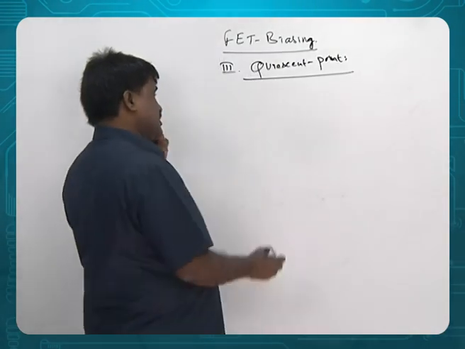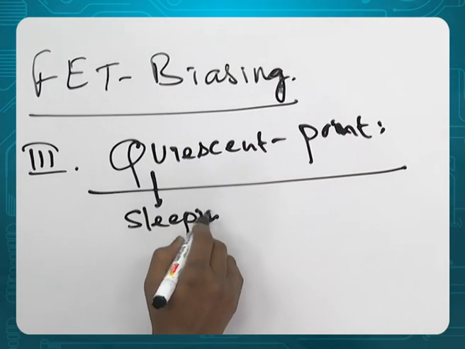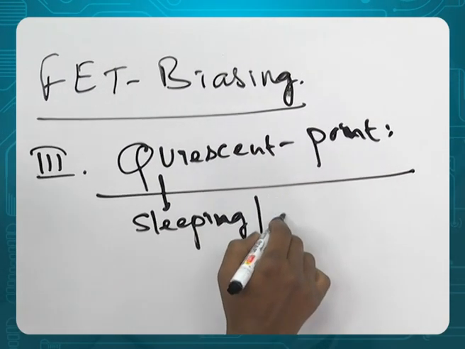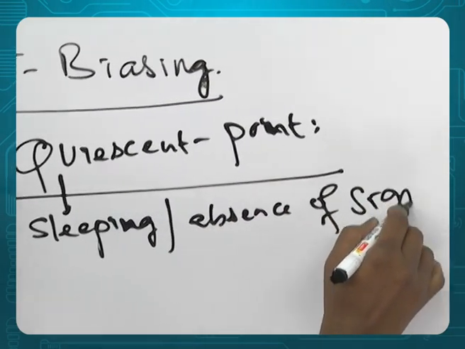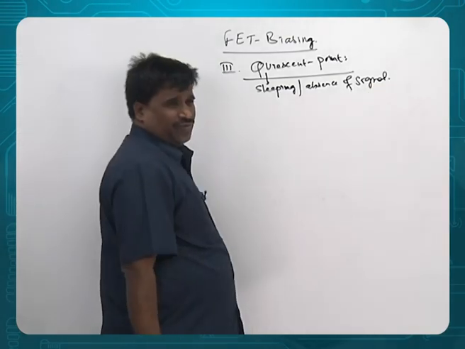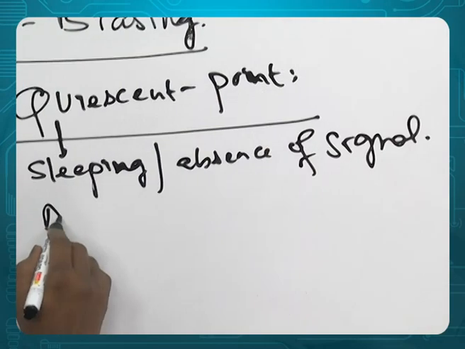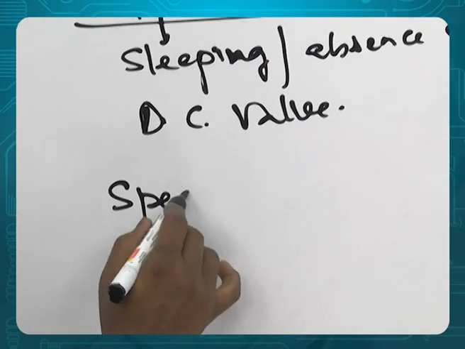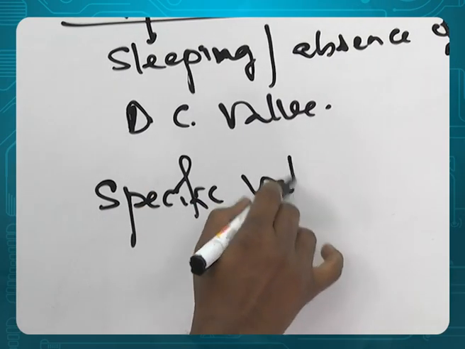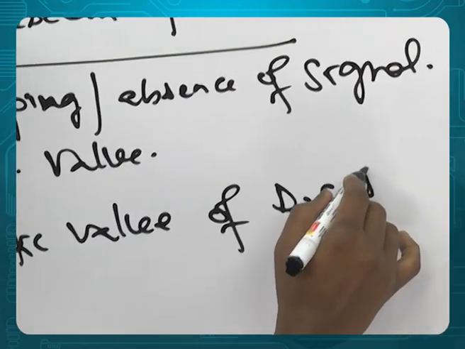The word quiescent means sleeping. Indirectly, absence of signal. When it says signal is absent, I am simply saying it is a DC point. It is a specific value of DC load line.